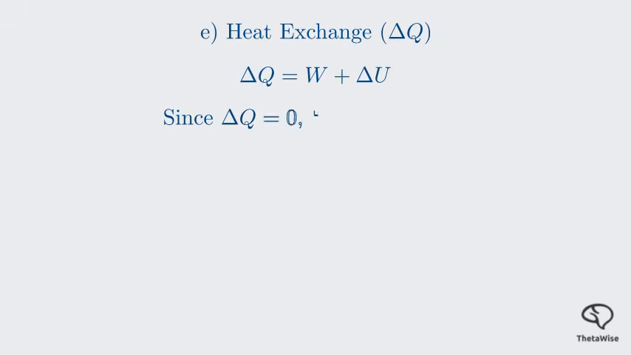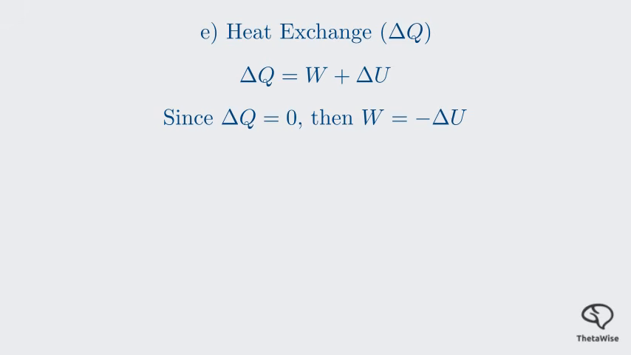Now for the work and energy. The first law of thermodynamics is very simple for an adiabatic process. Since delta Q is 0, the first law simplifies to delta U equals negative W. This means that any work done by the gas comes entirely from its internal energy, and any work done on the gas is stored as internal energy.